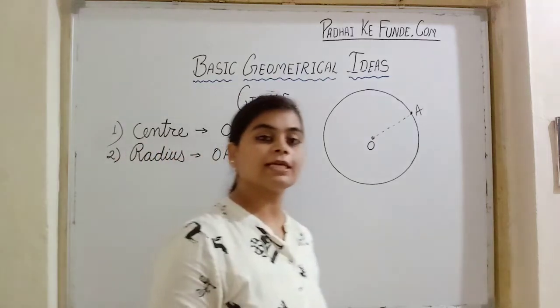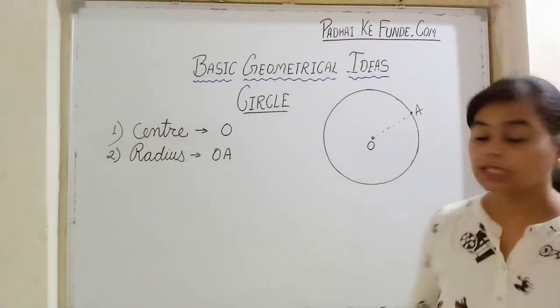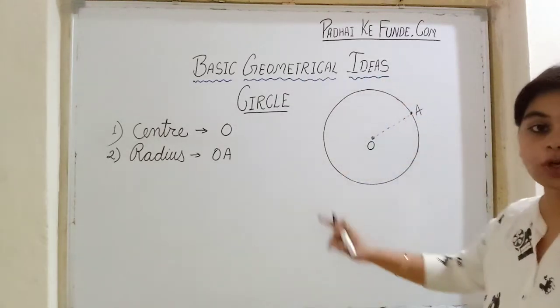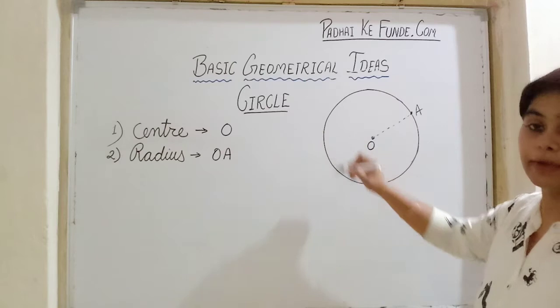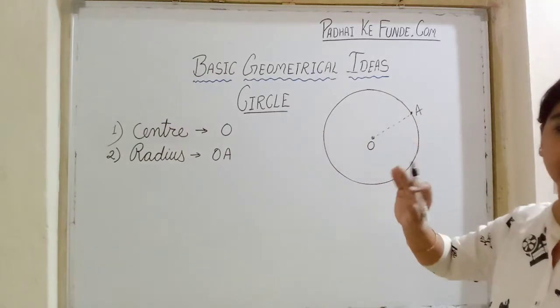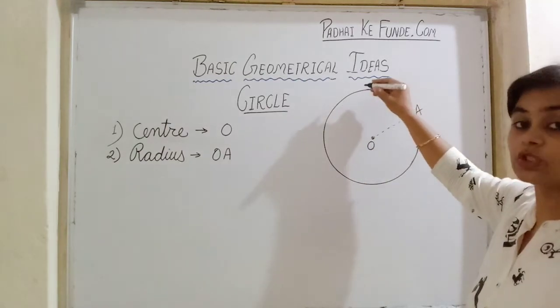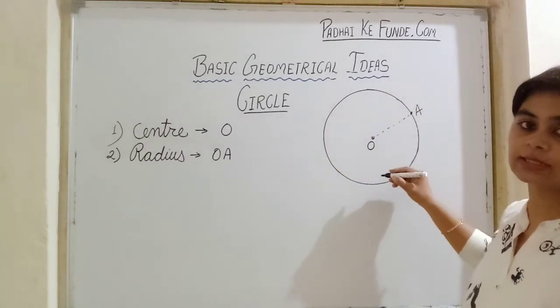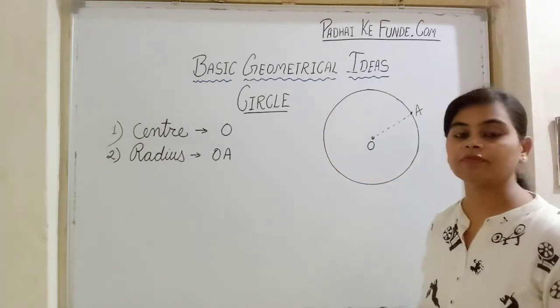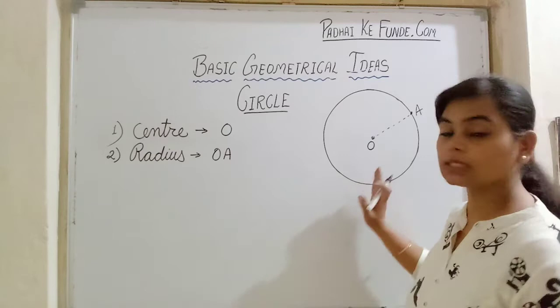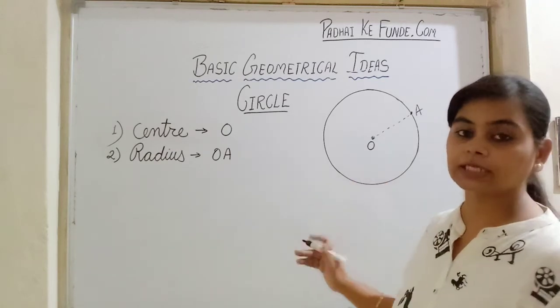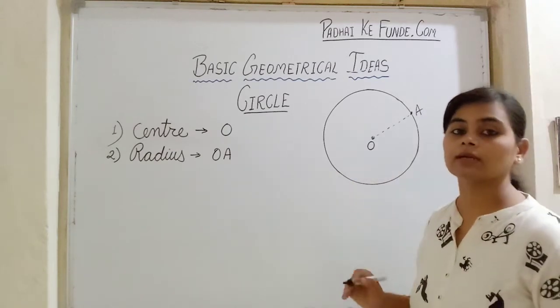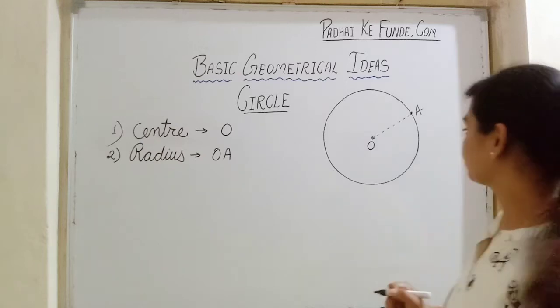A circle has infinite radii. That is because on the boundary of the circle we can take any number of points, infinite points, and when we join those points with the center of the circle, we get the radius. So a circle has infinite radii and all the radii are equal to each other.